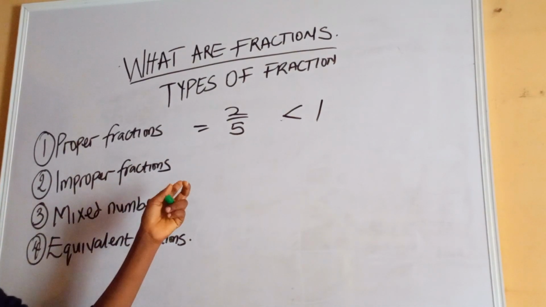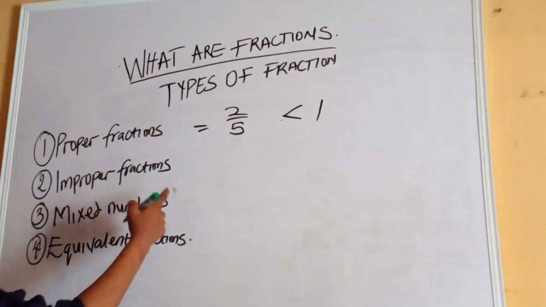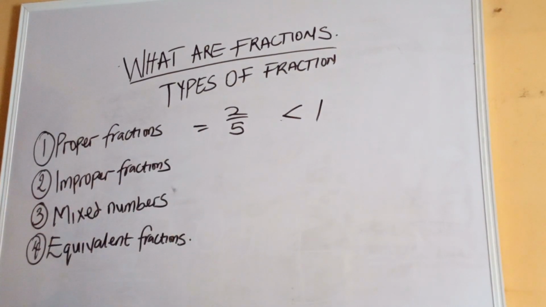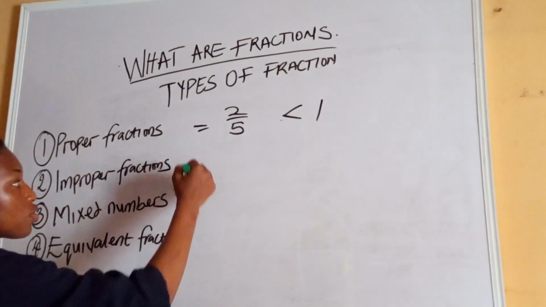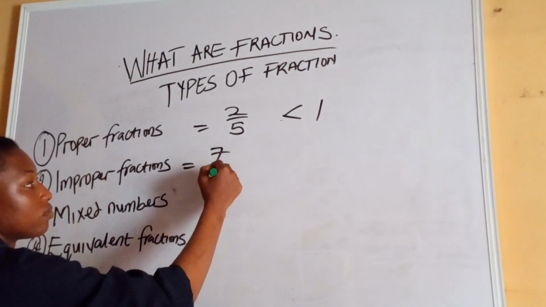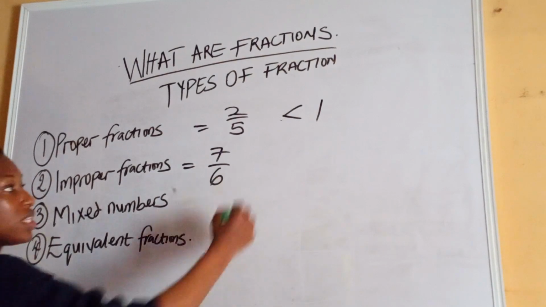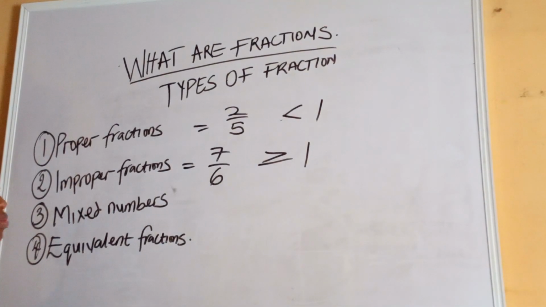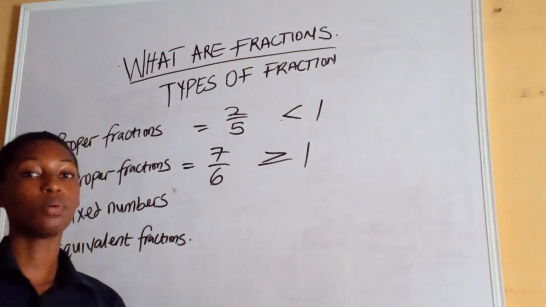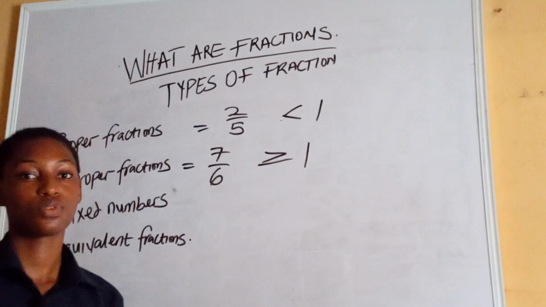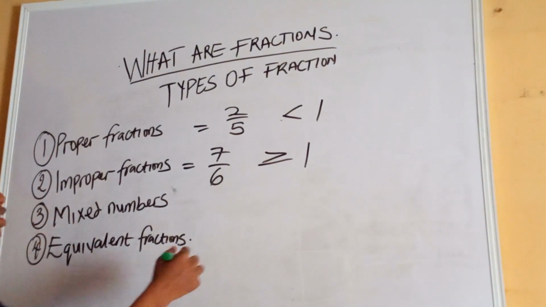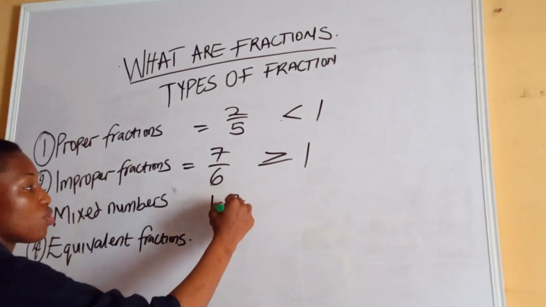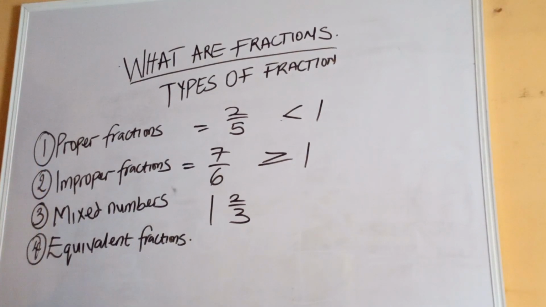For your improper fraction, it's the opposite. Your numerator is greater than or equal to the denominator. So you have something like 7 over 6. So this is greater than or equal to the whole. A mixed fraction is a combination of a whole number and a fraction together. You have something like 1 whole number and 2 over 3. So you have one whole and one fraction together.